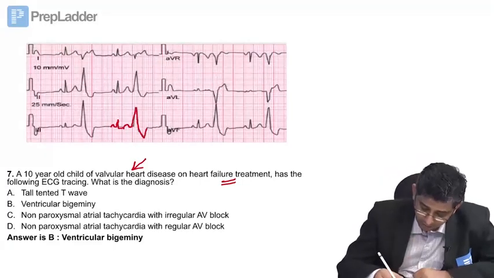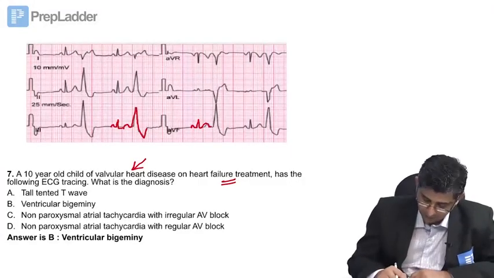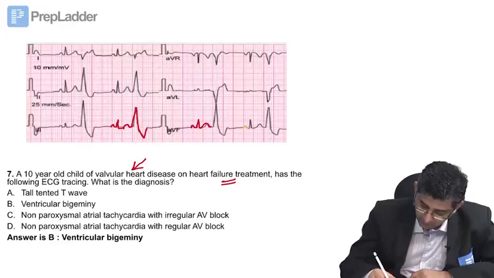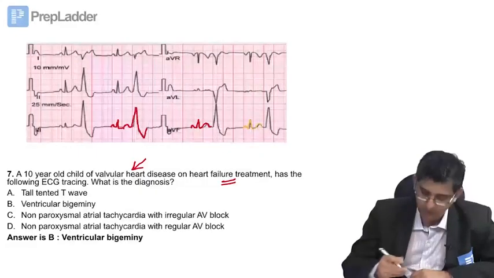I'll just trace it out again. This is P, QRS, T. This is not a P, this is a T wave. I can trace it once again before you using a different color: P, QRS, and then a T wave.